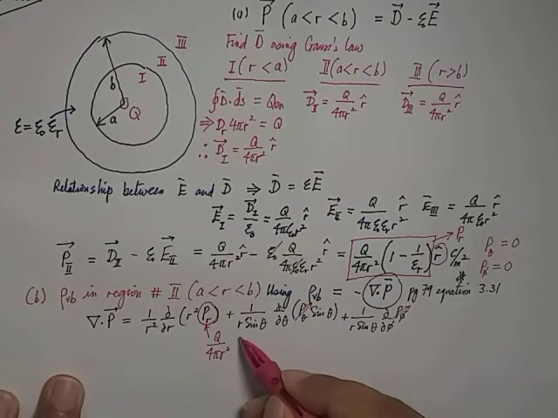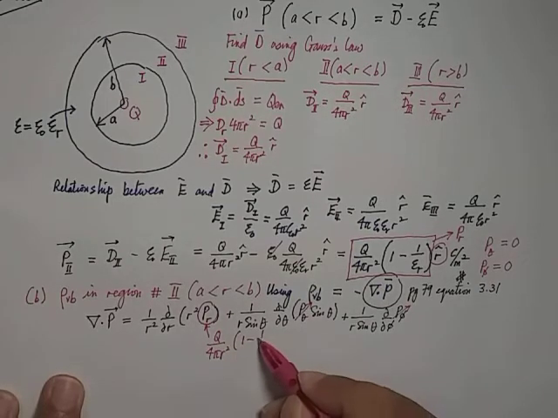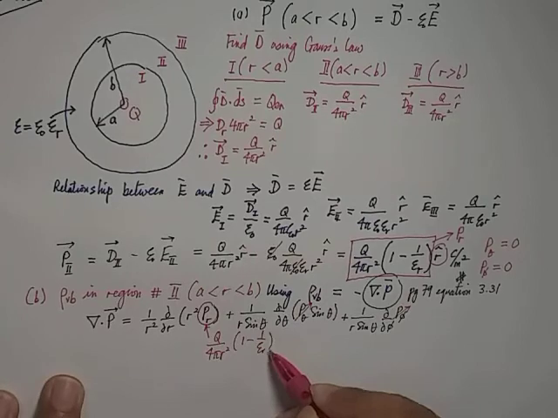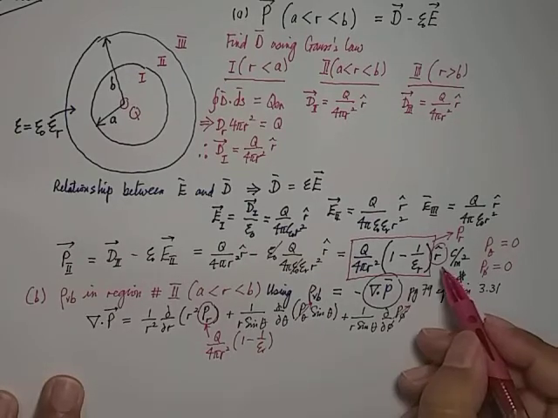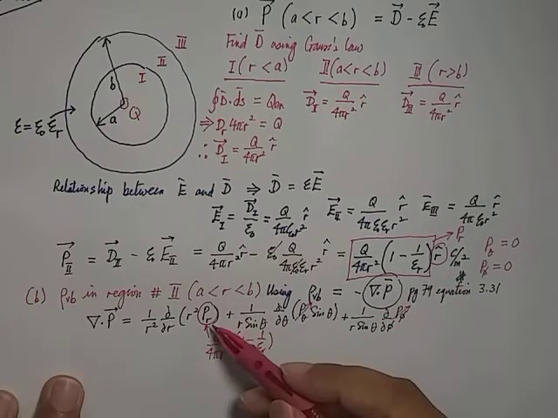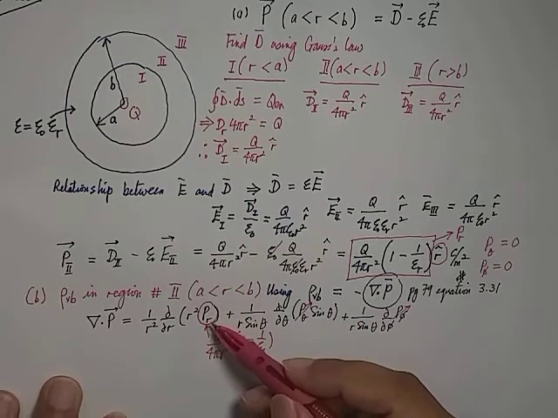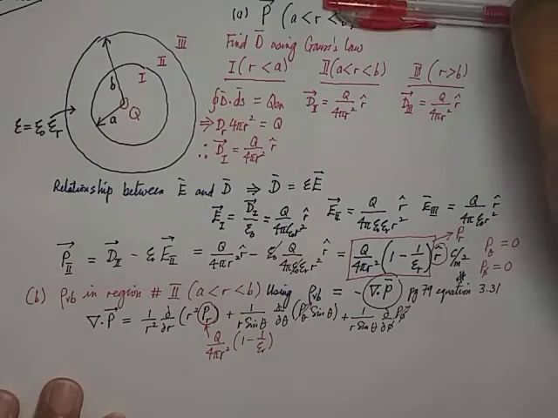And then I'm going to put 1 minus 1 over epsilon r. I'm going to ignore the directions because what we need to substitute in this particular term is only the magnitude. No direction should be included, only the magnitude. So let's solve the mathematics.